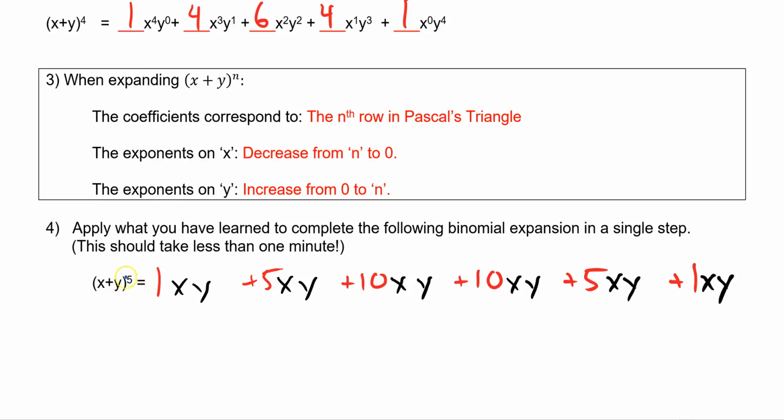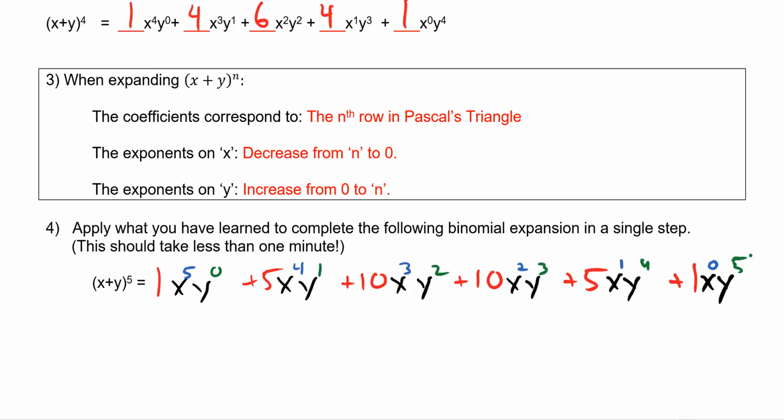So because it's x plus y to the power 5, I know that my exponents on x start at 5 and then go down to 0. So 5, 4, 3, 2, 1, 0. My exponents on y will start at 0 and go up 1, 2, 3, 4, 5.